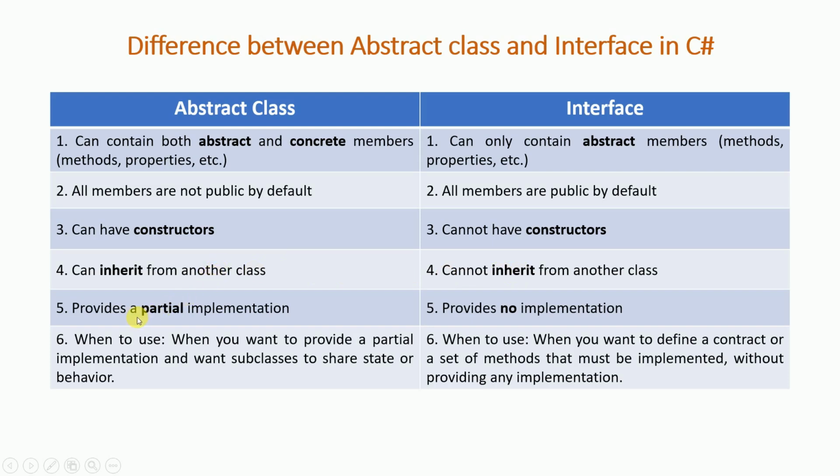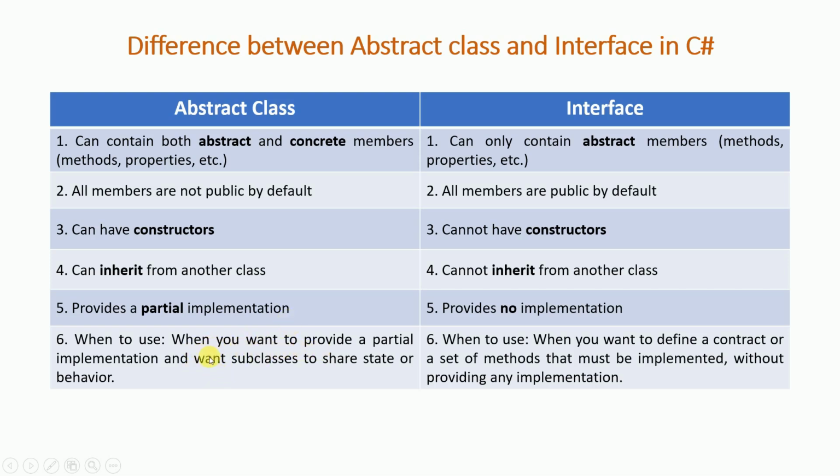The next difference is that an abstract class provides a partial implementation because it contains both abstract and non-abstract members, whereas an interface provides no implementation as it only contains abstract members, and the implementation of abstract members is provided by another class which is inheriting them. So in which case do we need to use an abstract class?